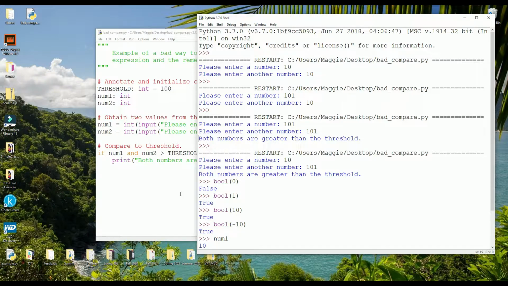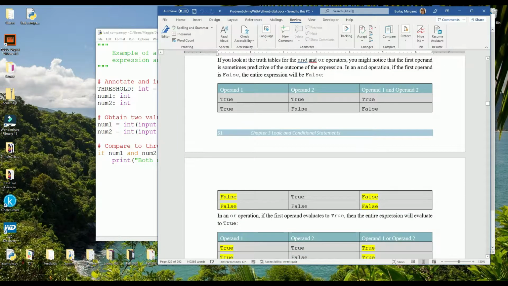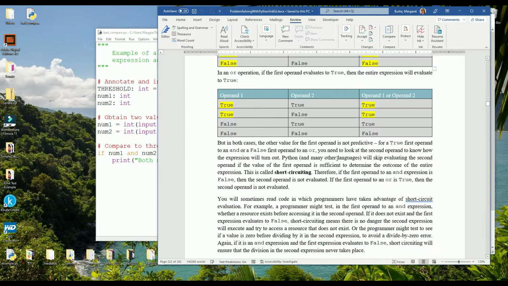Now an OR is similar. Let's bring those truth tables back up. But an OR evaluates to true if either or both of the operands are true. So with an OR, the short circuiting happens if the first operand is true, because we know the whole expression is going to be true. So with an OR, it evaluates to the first operand if it's true, and it evaluates to the second operand if the first operand is false. But it's very similar to AND in the way that it works.